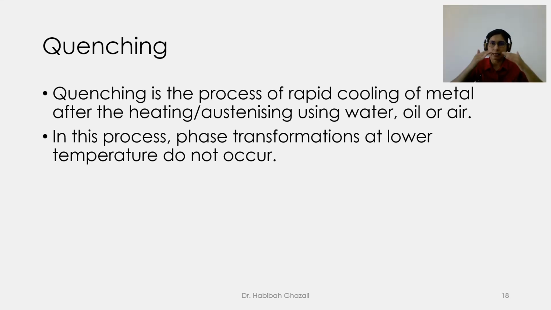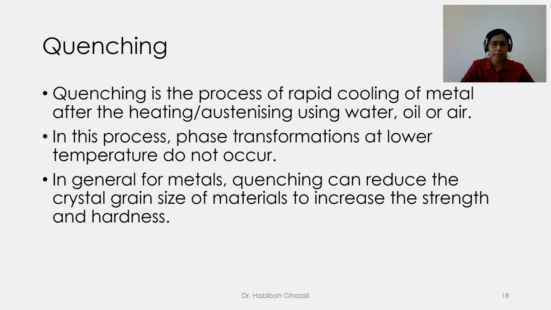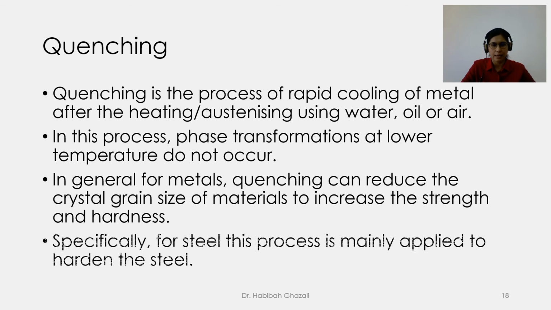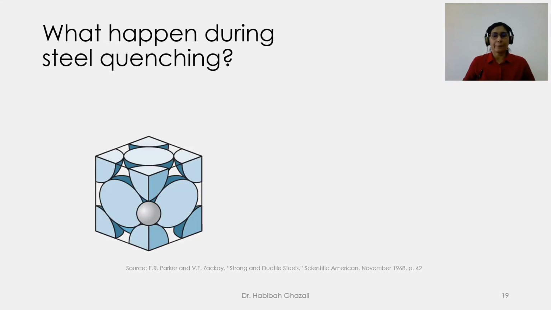Instead, we will create another type of phase, which we call martensite, and I will explain this in the next slide. So in general, for metal, quenching can reduce the crystal grain of materials to increase the strength and hardness. Specifically for steel, this process is mainly applied to harden the steel. So what happens during steel quenching?